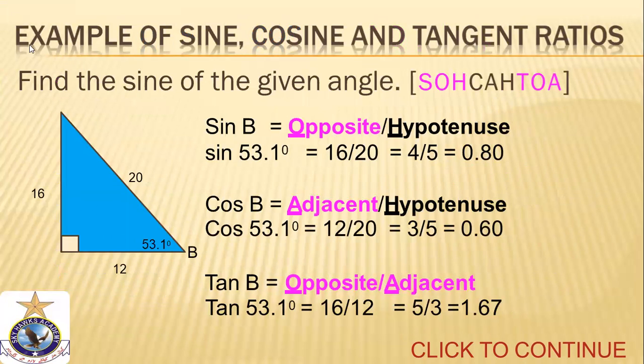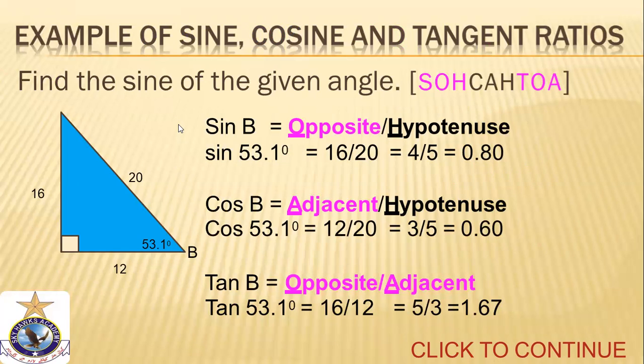Next is an example. Please read from this. Example of sine, cosine, and tangent ratios. Sine b is equal to opposite over hypotenuse. Once again, you are missing this. Find the sine of the given angle. SOHCAHTOA. So let's see. This is the given angle. Just read sine b is equal to the ratio of opposite and hypotenuse.